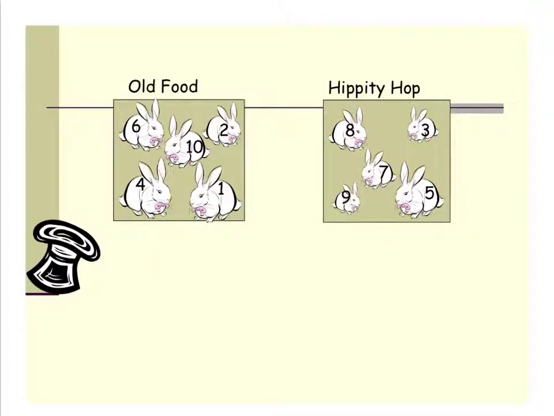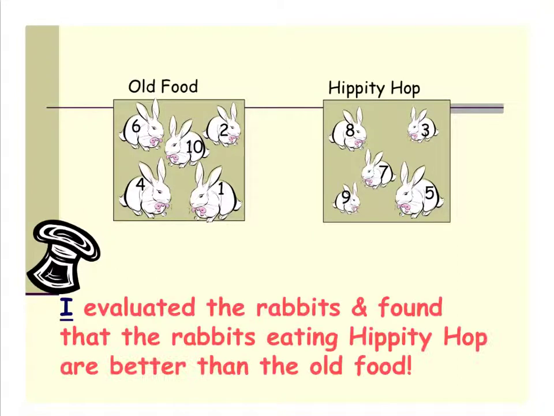So the numbers are drawn from the hat, and this is the result. So I have various rabbits assigned. I have some smaller ones over here for hippity hop, as well as larger ones, and I have some medium-sized larger ones here, not any real tiny ones, but that's okay. I still have a good dispersement of rabbits assigned. And upon evaluation, I found that the rabbits eating hippity hop were better than the old food because they had better measurements in the categories that we decided to measure.